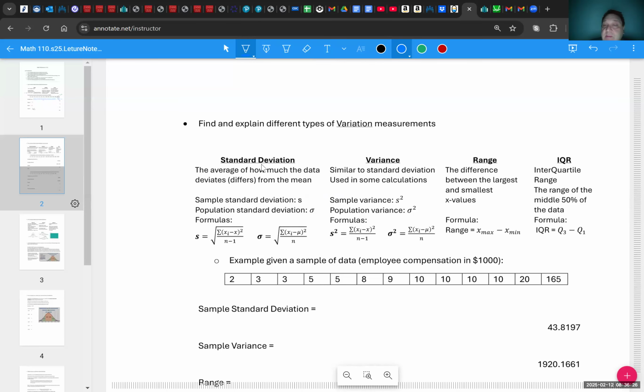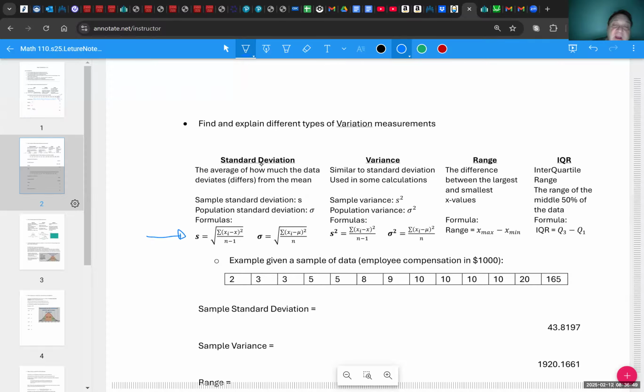So of these numbers, only one of them is 20. Most of them are not 20. So we look at the difference between a number and 20. Like 2 to 20, the difference is 18. 3 to 20, the difference is 17. So we look at how much the data differs from that mean, and we average those together in a special formula. And the formula is down here.